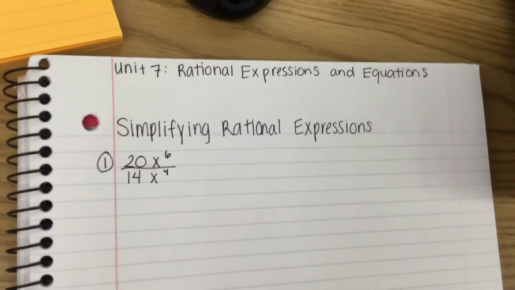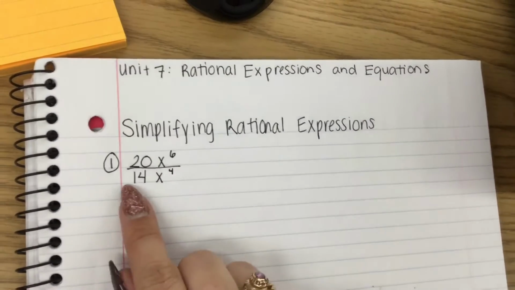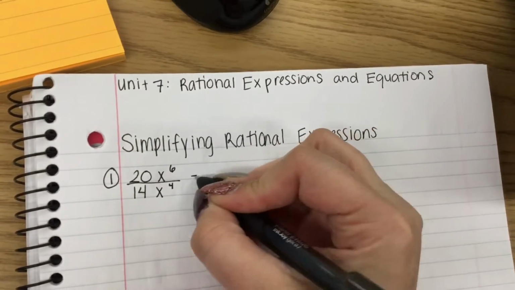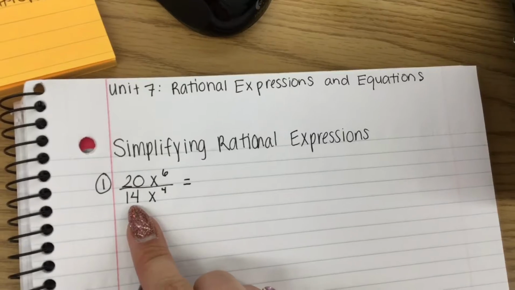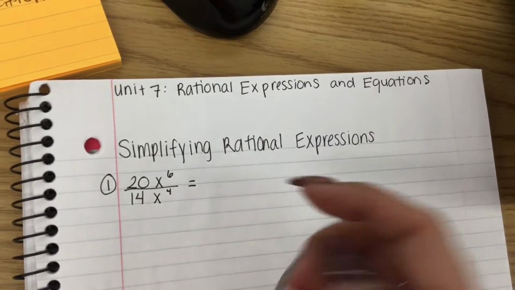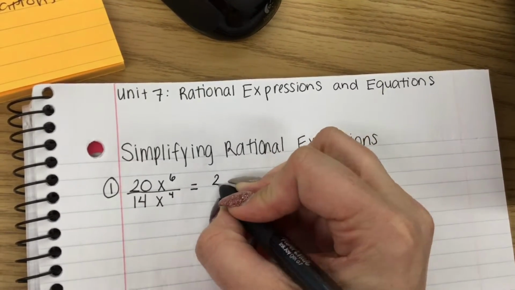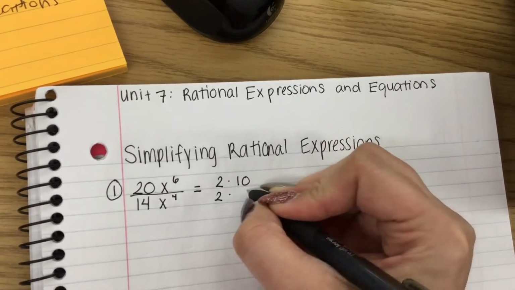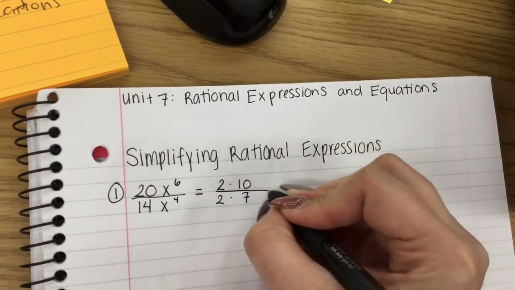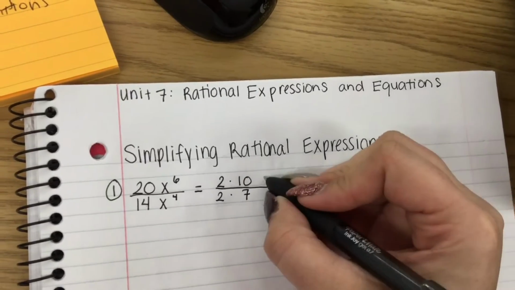Today we're talking about simplifying rational expressions. Right here, I want to simplify this a different way. So I'm actually going to split apart this 20 and this 14 by factoring it. So I'm going to factor that 20 into 2 times 10 and that 14 into 2 times 7 because they both share a factor of 2.